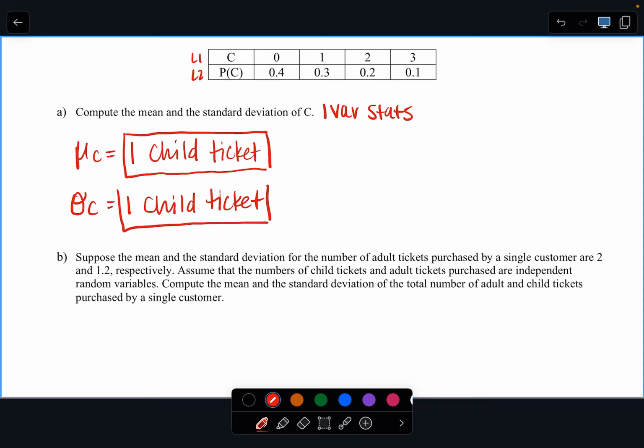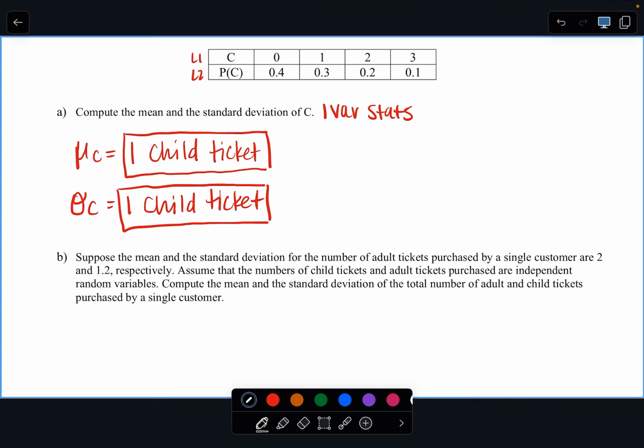Which makes sense. I had a lot of people who were confused as to why it is 1 and things like that. But think about our outcomes. It's between 0 and 3. I can't have a standard deviation of like 15. I can't have negative 15 tickets in this case. So 1 makes the most sense.